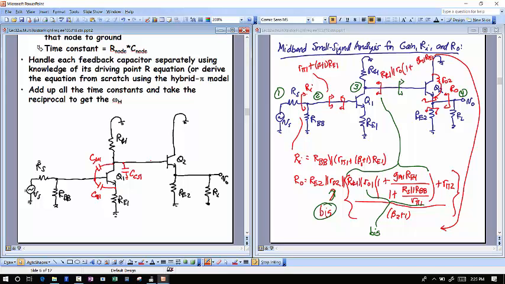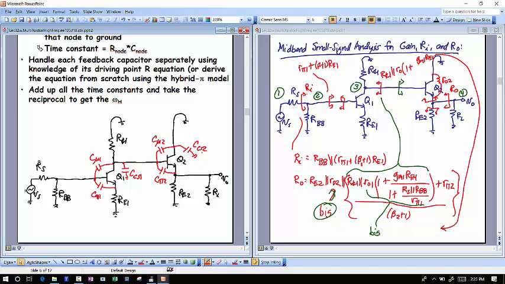For the second transistor, it's the same thing. I'm going to have a C pi 2, a C mu 2, and a CCS2. Those are the capacitors I have to worry about.